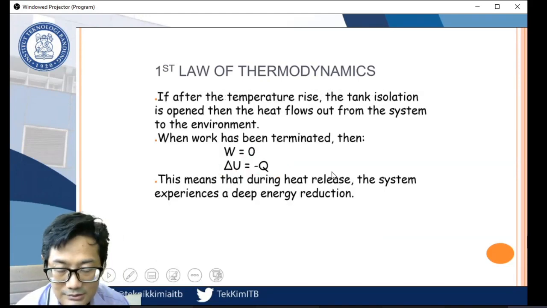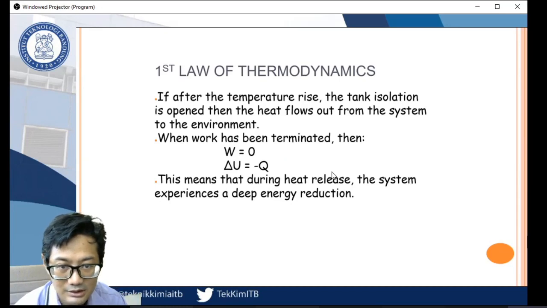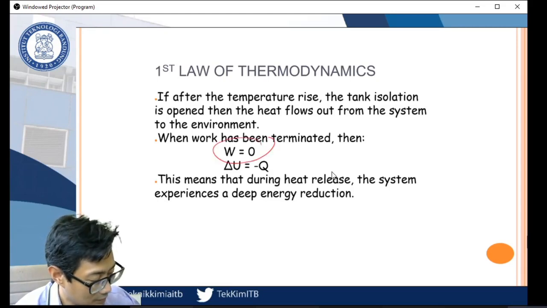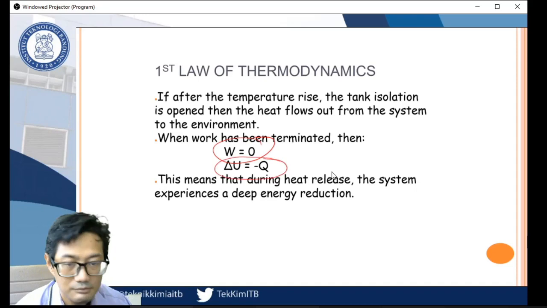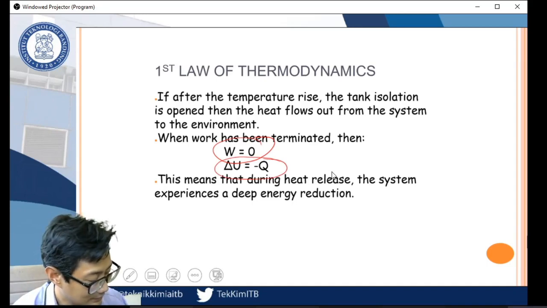Now, the second one, we stop the work, Joule stop the work, and then start to open the thermal insulation. What happened? The temperature decreased from higher temperature to ambient temperature. So no more work, but the heat released to the environment. Remember the negative sign because it released to the environment. Okay.